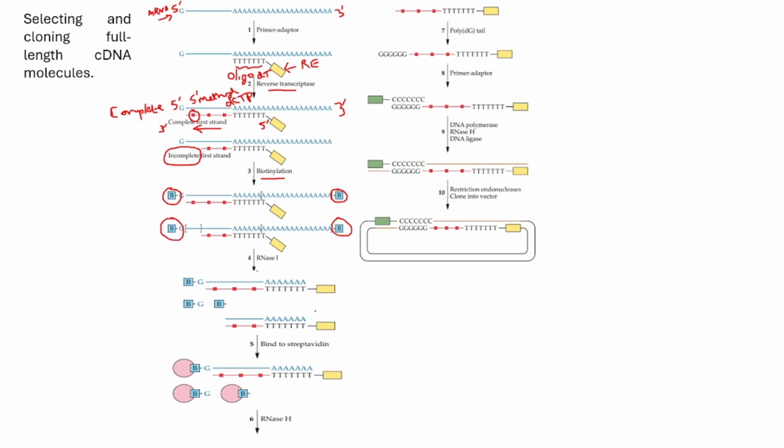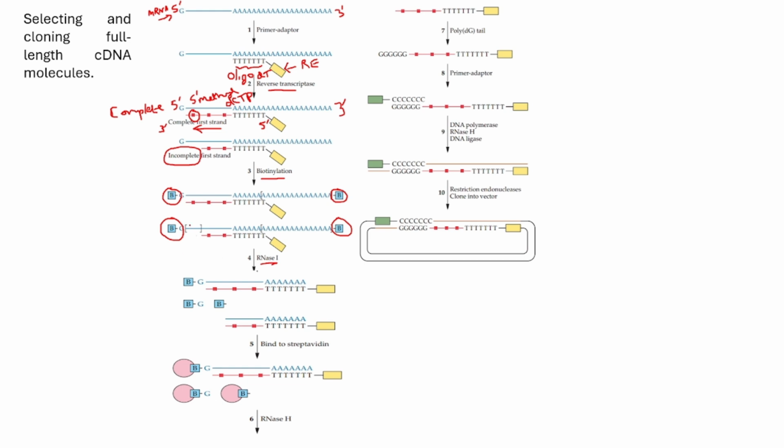Now we perform RNase 1 treatment. In the fourth step, what we do, we perform RNase 1 treatment. So what does RNase 1 do? RNase 1 will cleave any incomplete or single stranded portions.